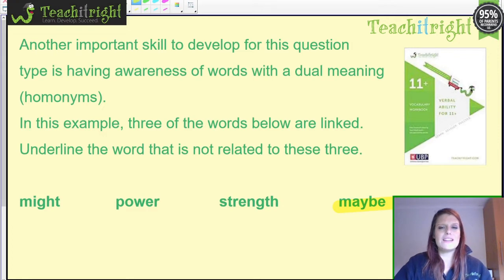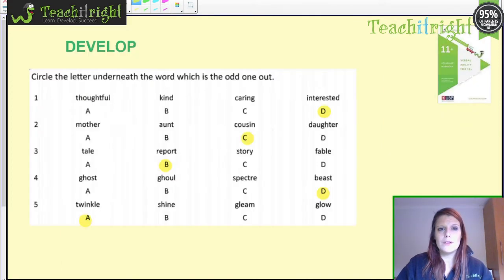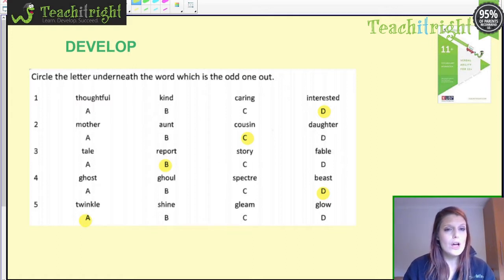So although might can mean maybe, in this case, it's a synonym of power and strength, and therefore those 3 words are grouped together. So we're going to do the develop part of the assessment first, and you had to circle the letter underneath the word, which is the odd one out. So number 1 was interested because the others are all synonyms meaning kind.